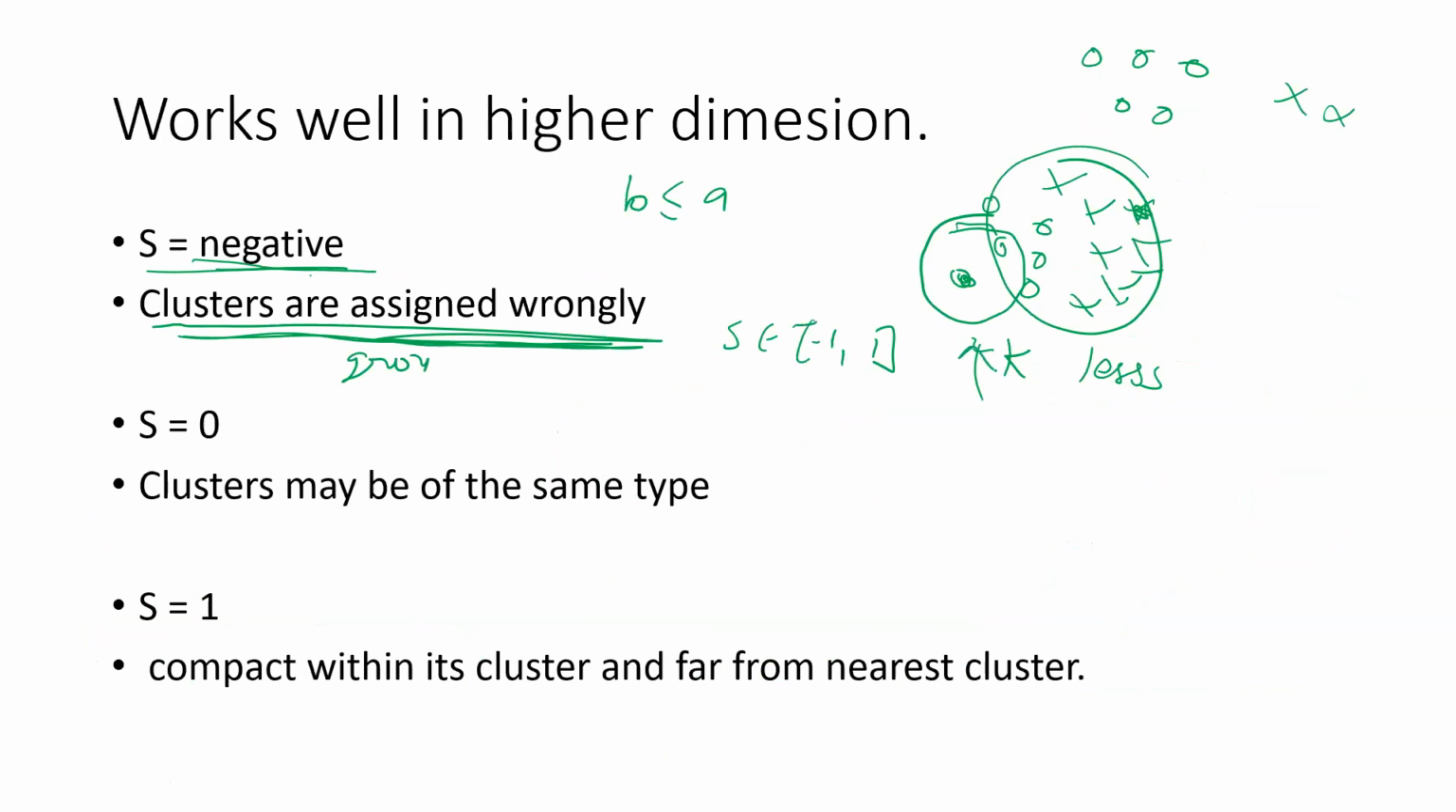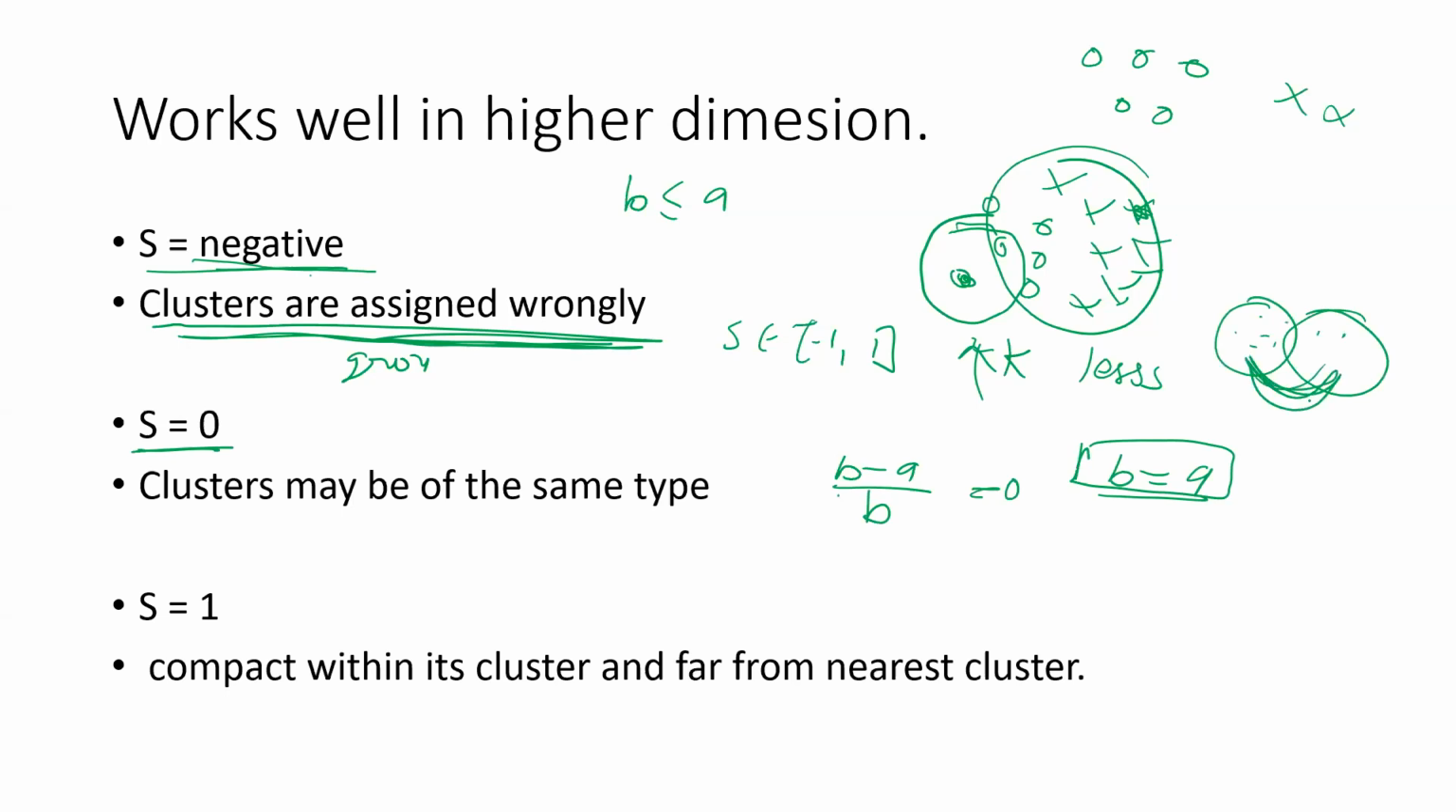Okay, so what does S equal to 0 mean? I mean, B minus A upon max of A and B. So 0 means B equals A, right? B equal to A means that the clusters are very close. Cluster are close means they can be of the same cluster, the clusters may be of the same type.